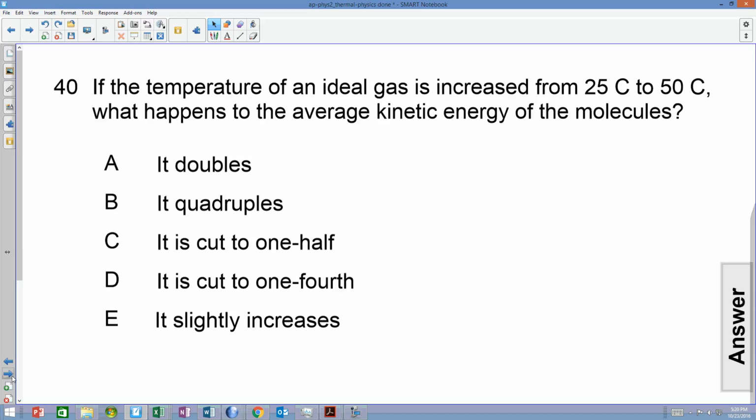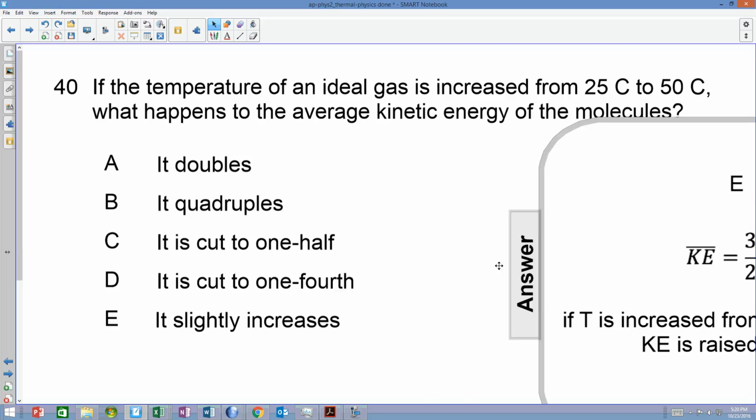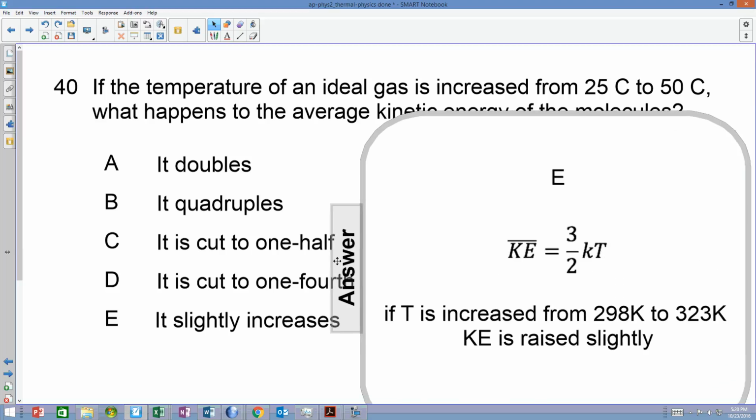Pause the video if you need to. Let's check and see if you have the right answer. The correct answer is E in this case. You may have thought, well, wait a minute, it's doubled, so therefore it should be A. But you have to remember that you have to use absolute temperature in the formula. So when we're looking at the average kinetic energy, it's proportional to the absolute temperature. So T actually only increases from 298 to 323 when you convert it to Kelvin. So the kinetic energy is raised slightly.